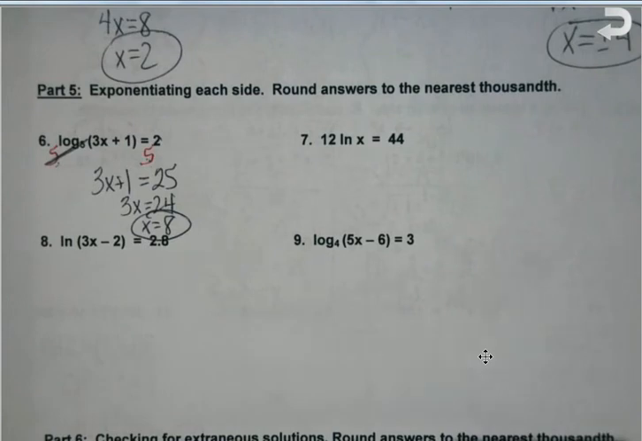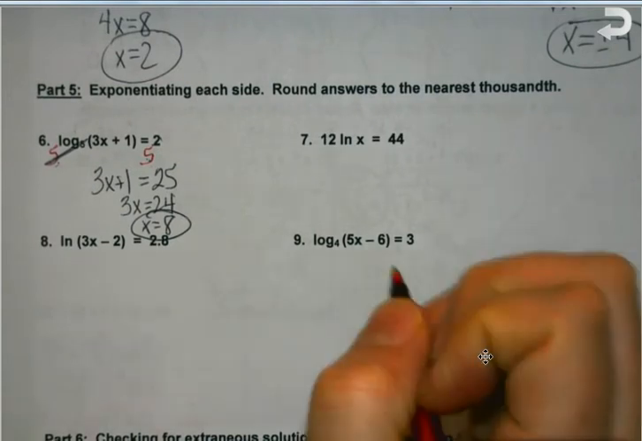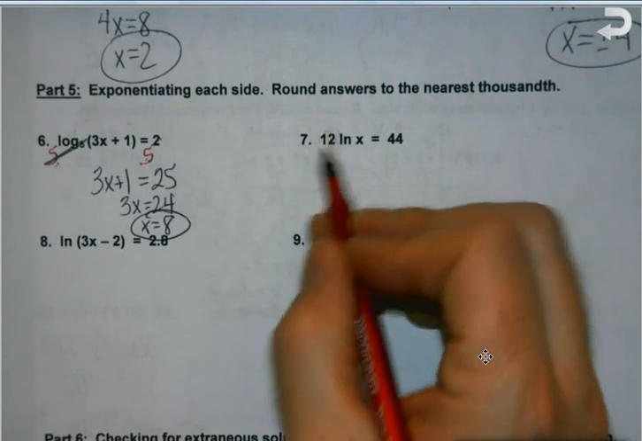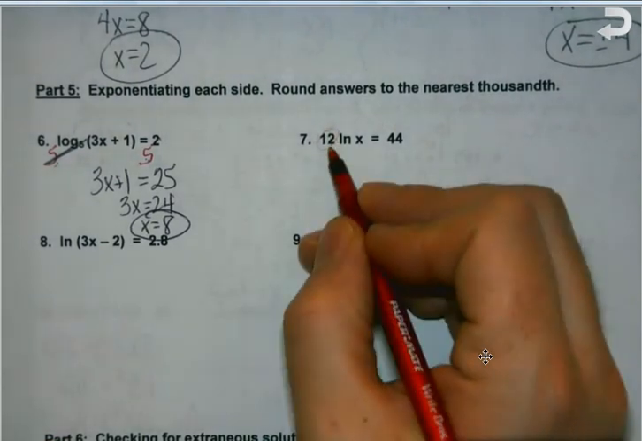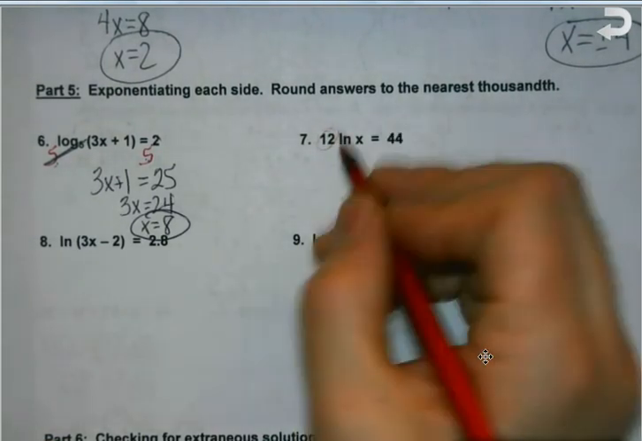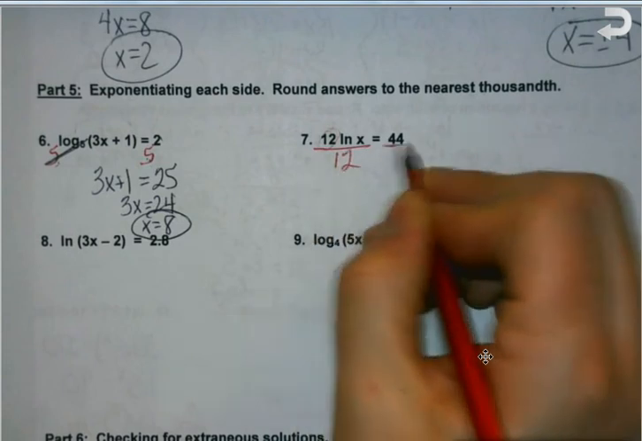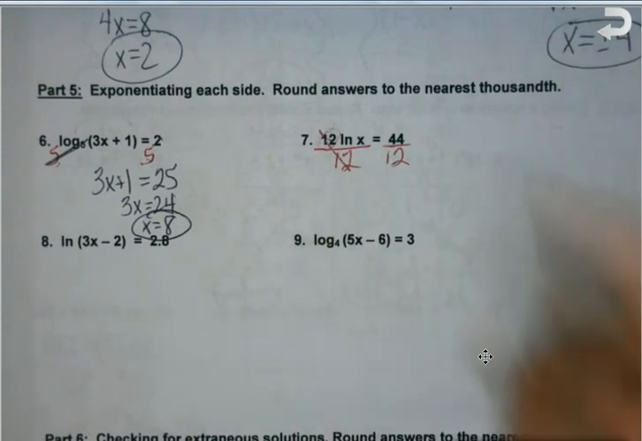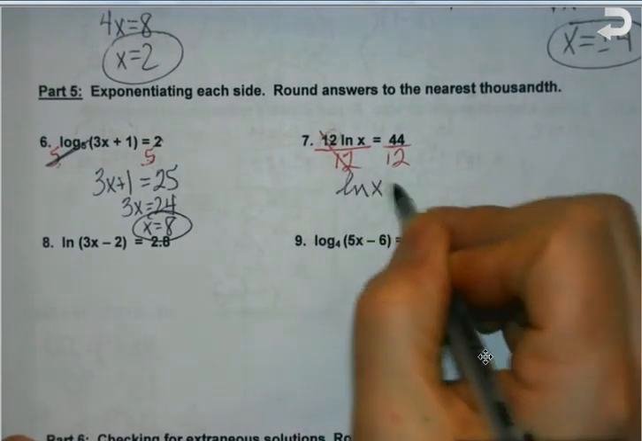Same idea working here on 7 with the natural log. Can I use e right away? Not quite. What do I have to do first? Close. Divide by 12. If there had been a plus in there, I could have subtracted it. But since there's not, I'd be dividing by 12. Don't do anything to that 44/12 yet.